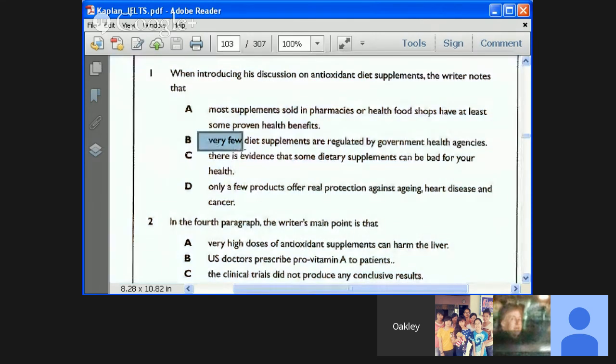Very typical IELTS trick. So if you don't understand what a number of means as opposed to very few, there were very few people at my party. That means there were 3 people. Oh, there were a number of people at my party. There were 28. It's quite a big difference in meaning. Classic IELTS treachery. So keep your eye on these quantifiers. This is a classic trick.